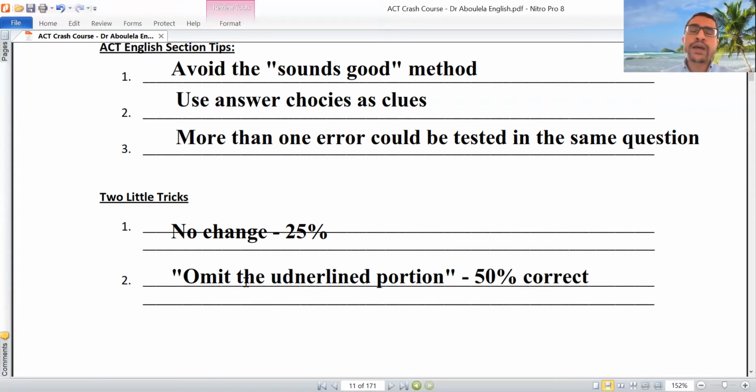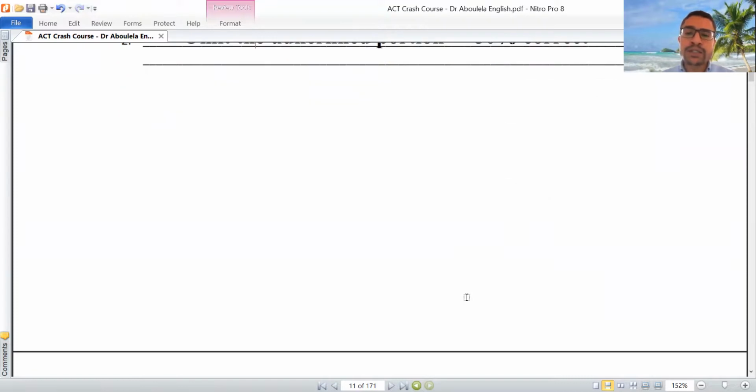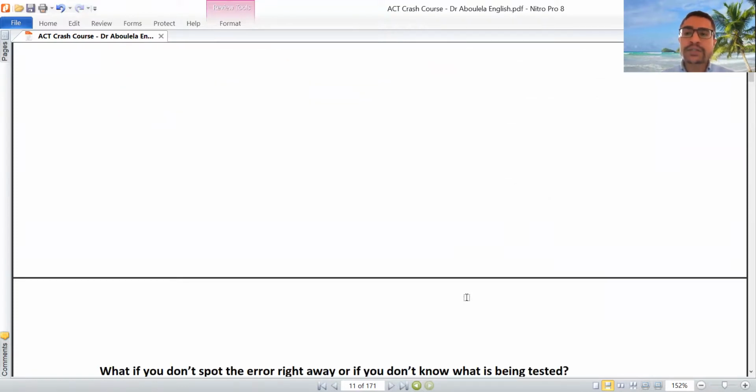For example, a sentence that says, this company makes 34 million American dollars annually every year. So we know annually and every year are the same. So basically, if every year is underlined and there is one answer choice that says omit the underlined portion, that would be correct because it will make your sentence more concise or short.